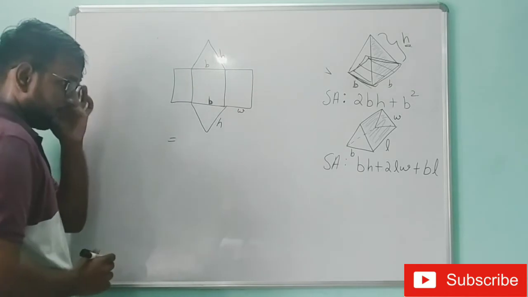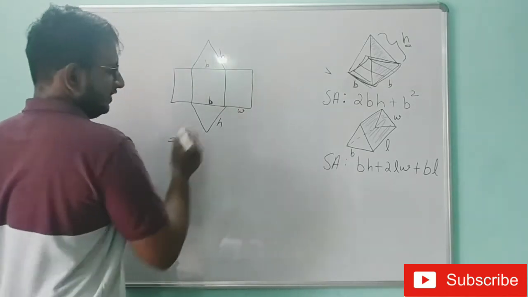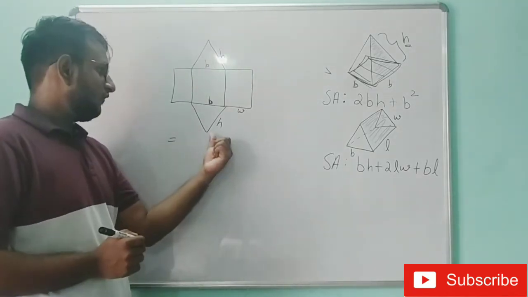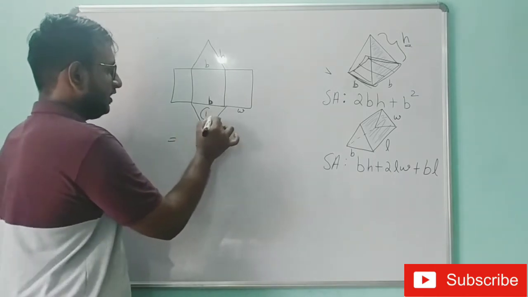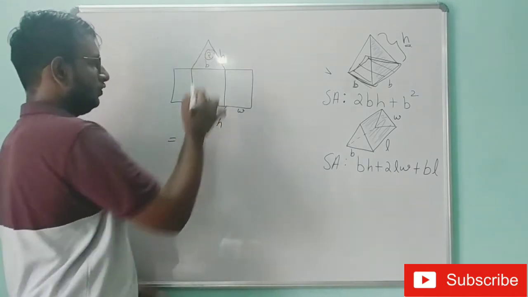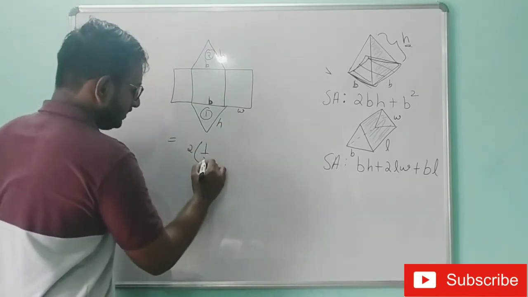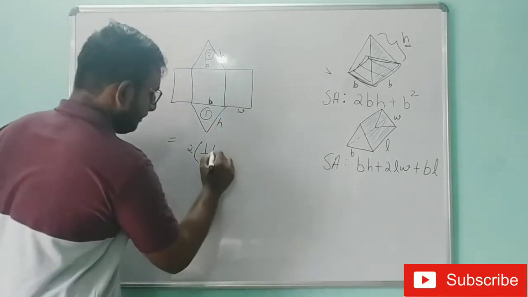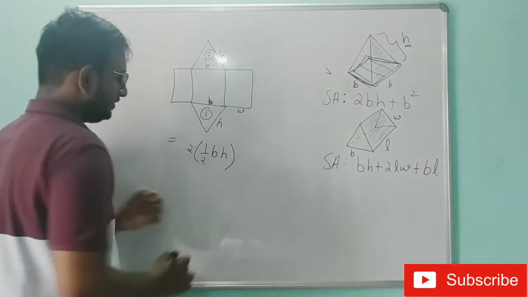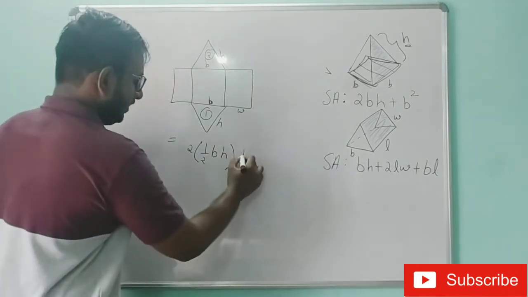Now we all know the area formula for a triangle. We are going to take these two triangles. We know there are two triangles. So there are 2 into half of breadth into height, the area of the triangle. Then we have completed these two.